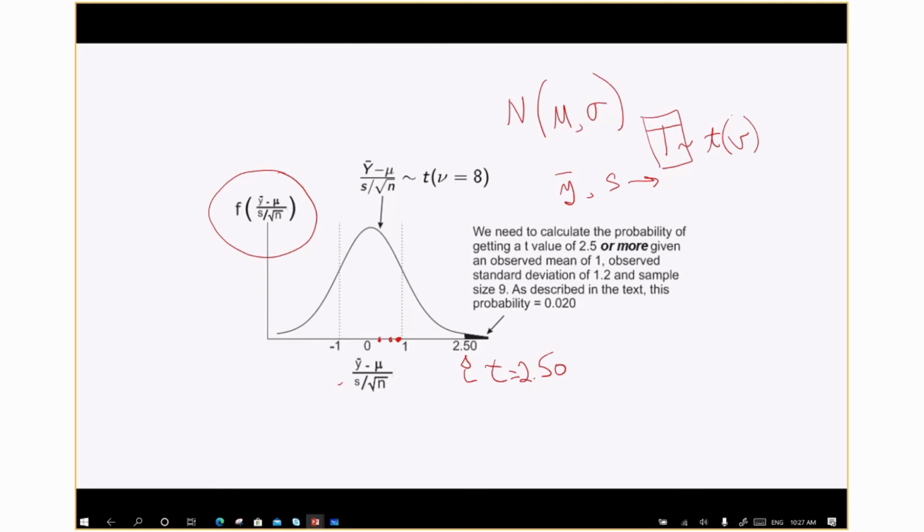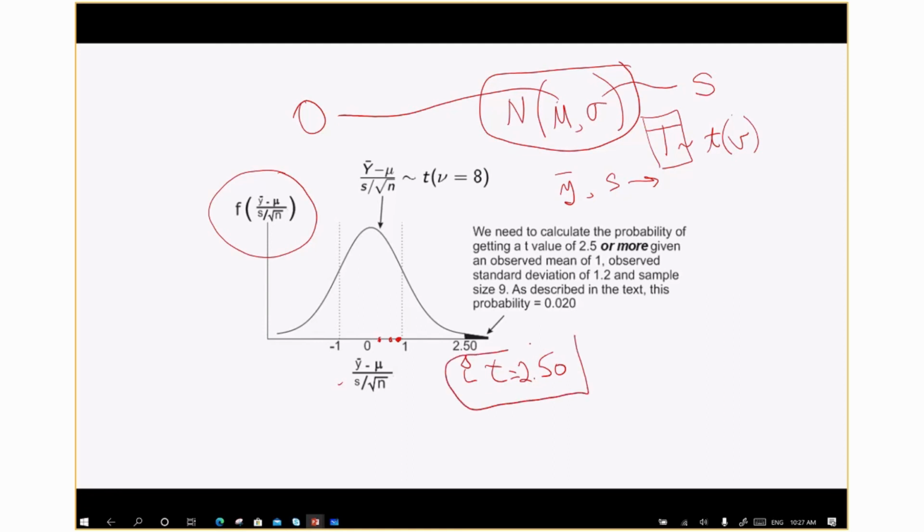So, if in fact our underlying population had a mean of 0, because that's our null hypothesis, and a value of sigma that was ultimately going to be estimated by s, the probability of getting a value of 2.5, which is what we obtained, would be very tiny, which is equal to 0.020, and therefore we reject our null hypothesis.